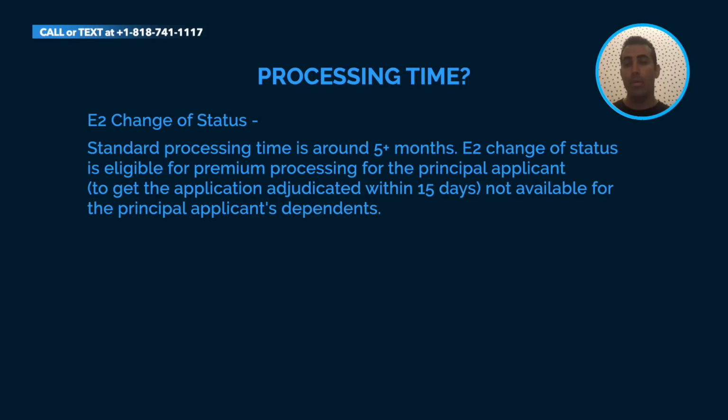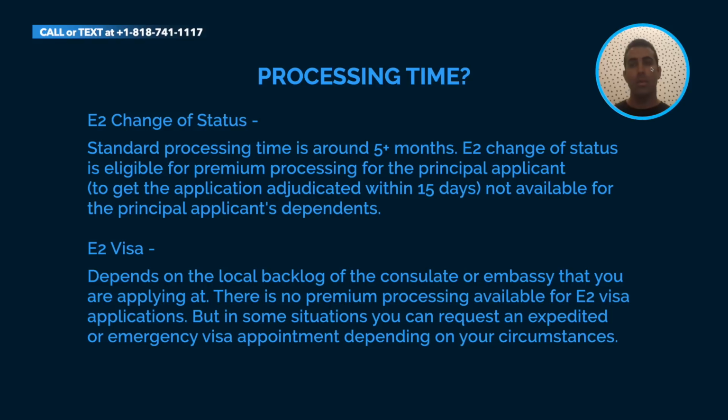Now, what about the E2 visa? Well, the E2 visa, again, we just talked about this. You apply for the E2 visa directly with the consulate or embassy that you're going to be applying at. And the local conditions of that consulate or embassy will be a major factor in how long it takes to get the E2 visa. There might be a consulate that is processing visa applications very quickly for E2 visas. And then there could be another consulate or embassy that's taking much longer. So it's going to depend on the local conditions of the consulate or the embassy.